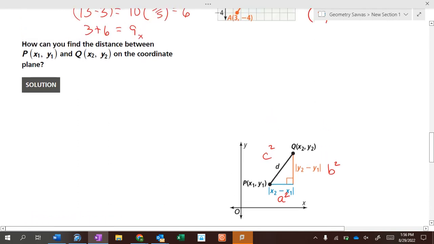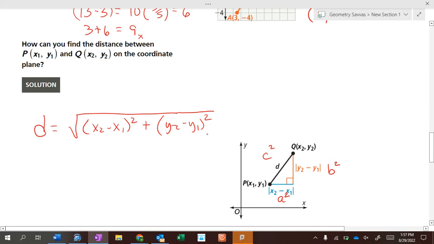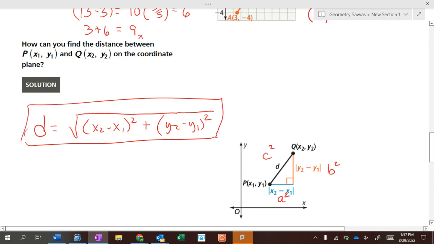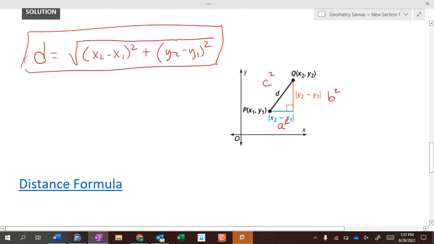So the distance formula is this. It is the square root of a squared, so it's x2 minus x1 squared, plus b squared, which is y2 minus y1 squared. So c squared equals a squared plus b squared. If we want to get c alone, you take the square root of both sides. So this is the distance formula. d equals the square root of x2 minus x1 squared plus y2 minus y1 squared. Okay, that you'll want in your notebook or somewhere easy to find because you'll use that as well.